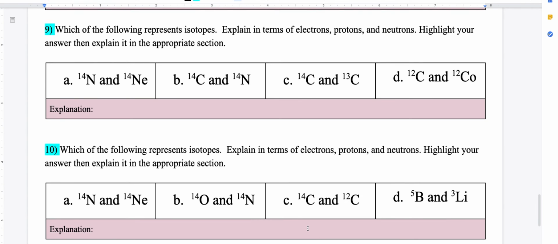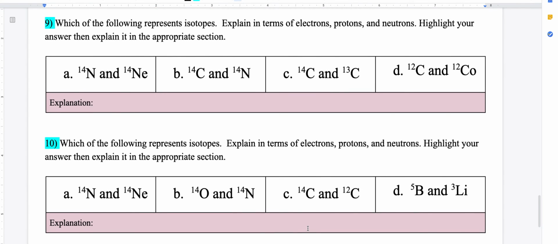This is for those of us who are still confused about questions 9 and 10 from today's worksheet.